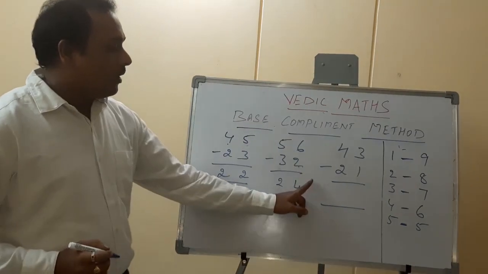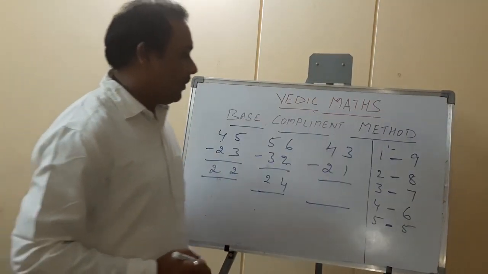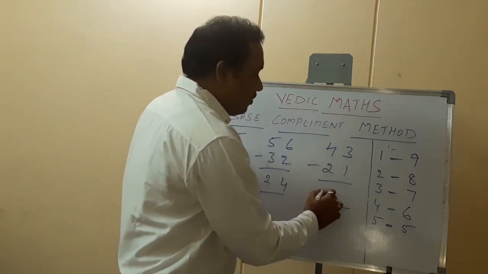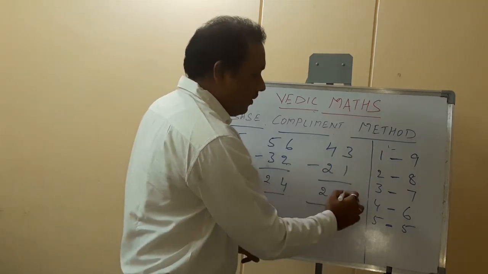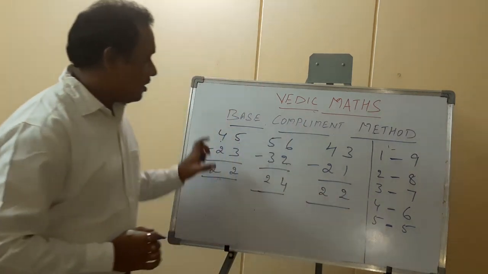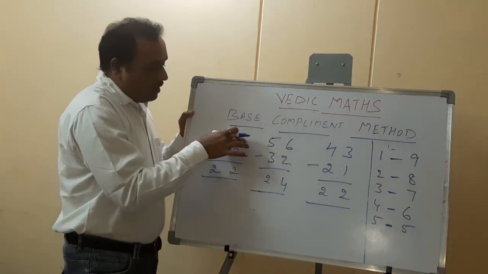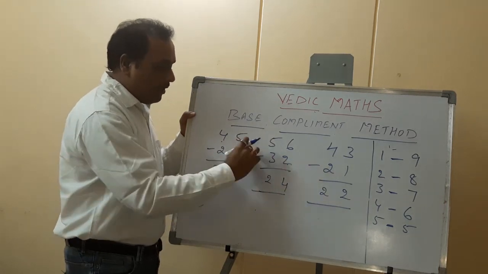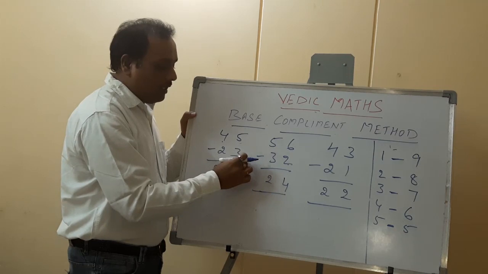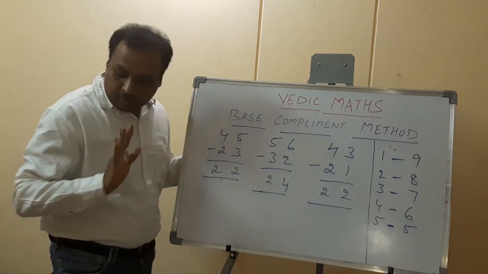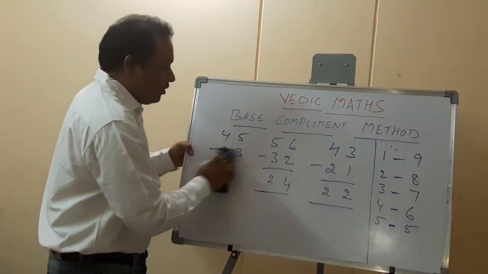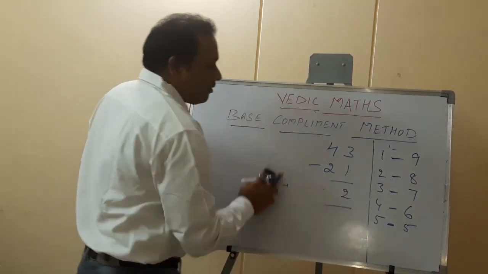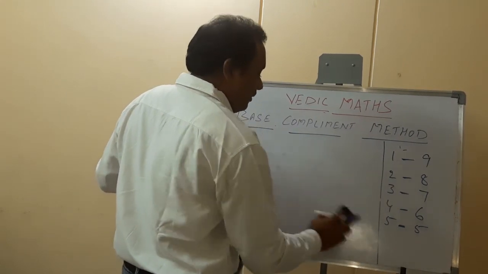But if I do it from the left side, what will happen? If I am doing it from left to right, then 4 minus 2 will be 2, 3 minus 1 will be 2. There is no issue. If the upper number is bigger, the lower number is smaller, and we are not borrowing, whether we go from right to left or left to right, we get the same answer. But let's try some more examples, then you will understand why we are going to use this base complement method.